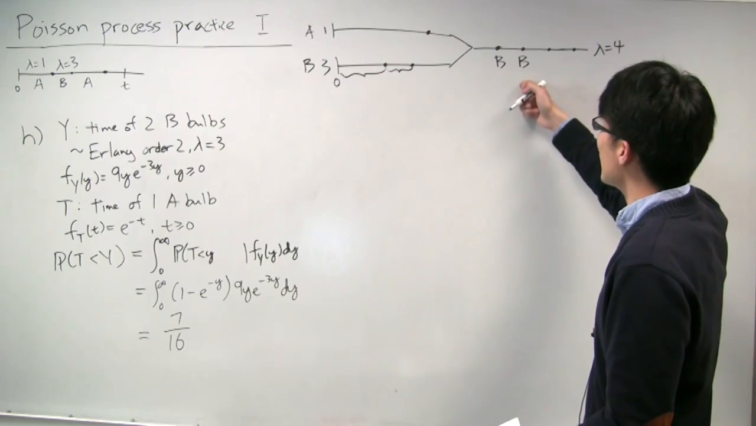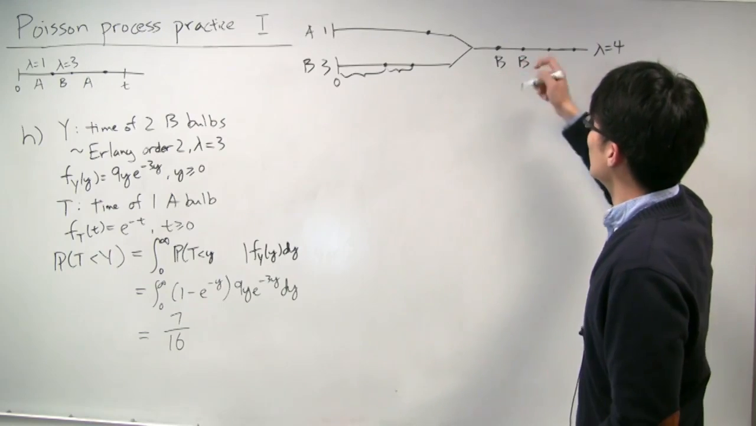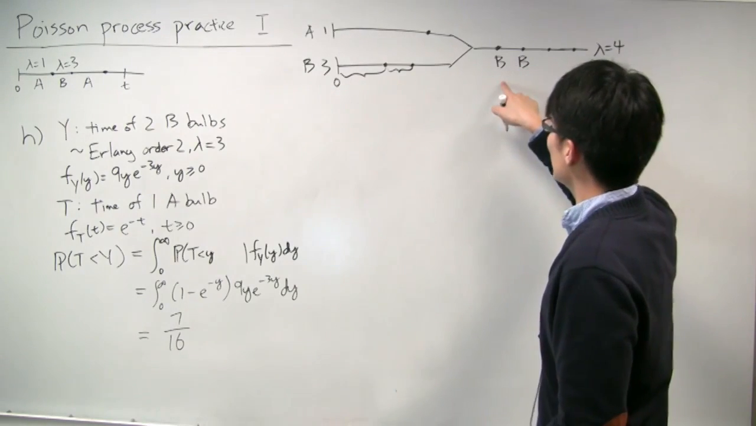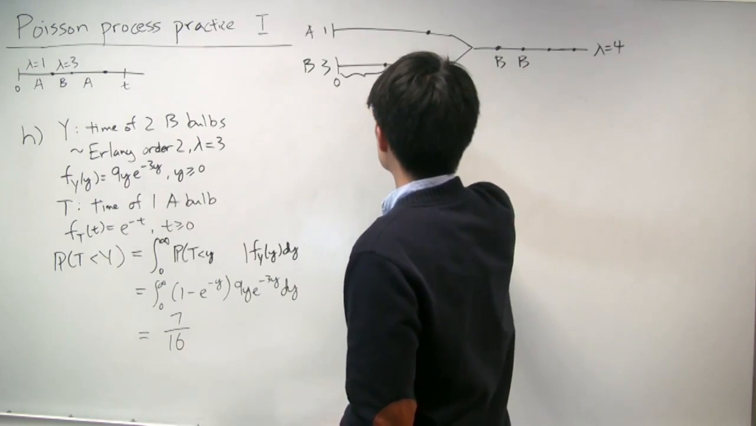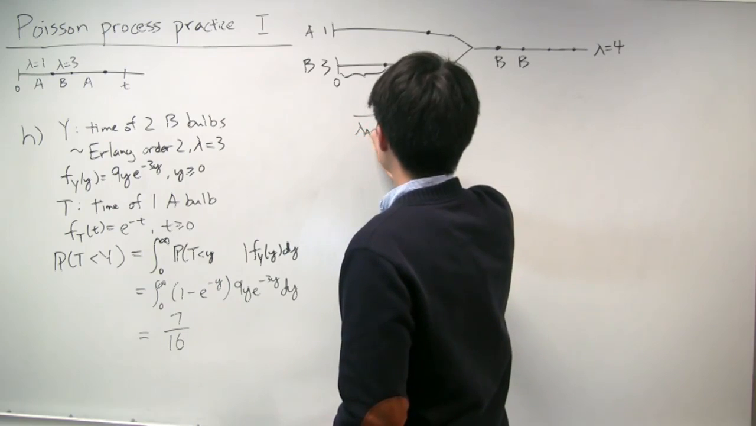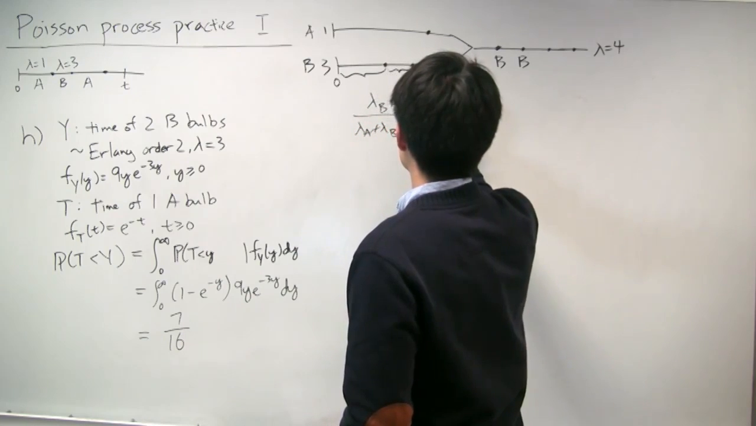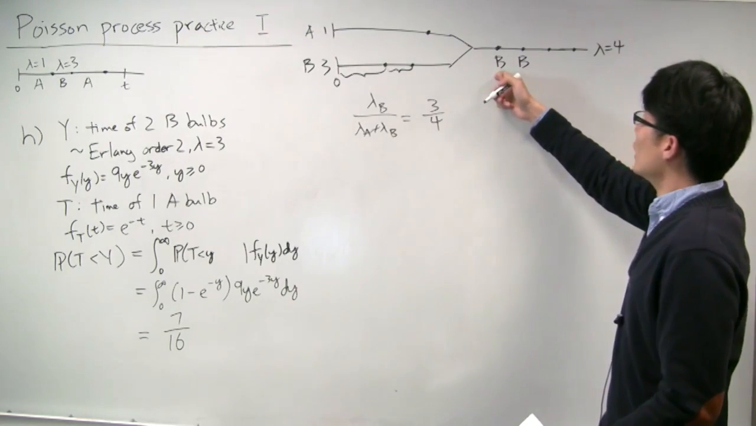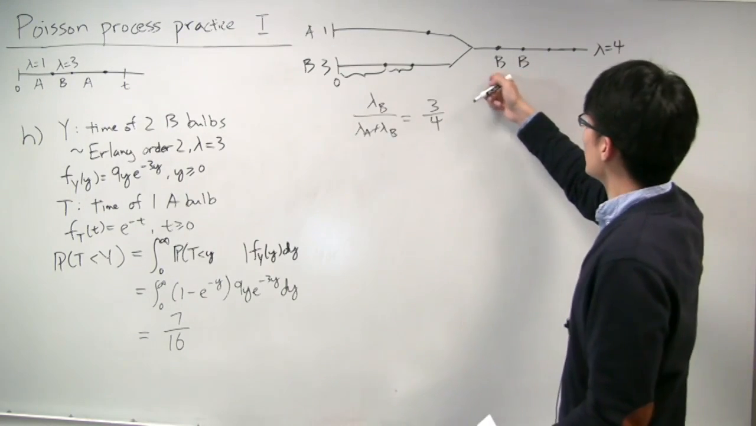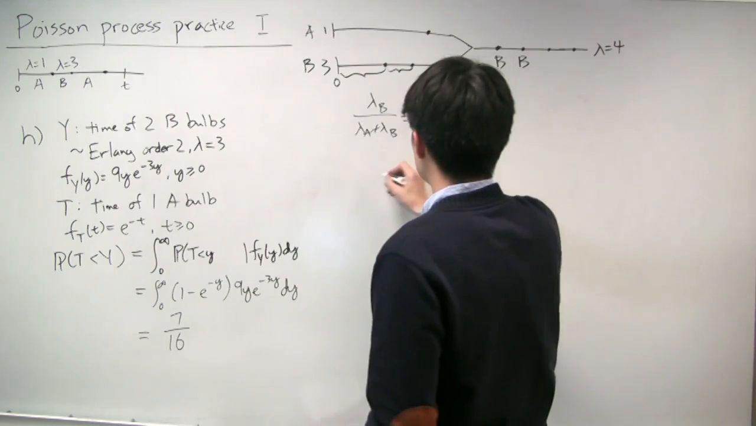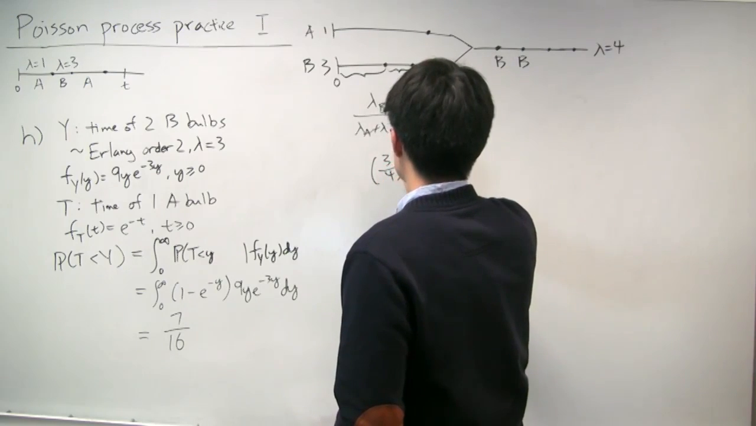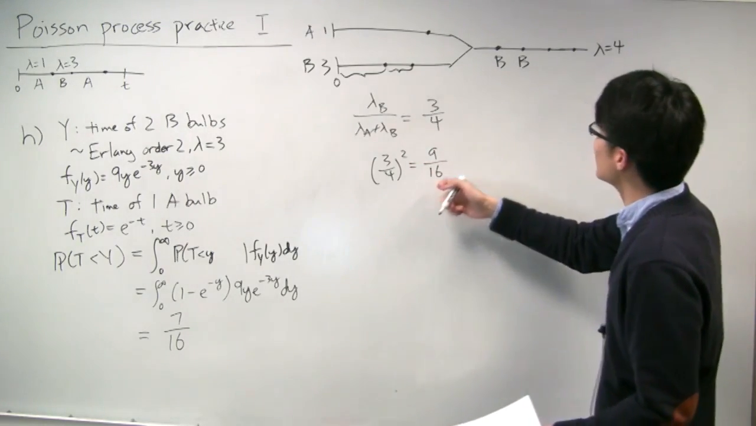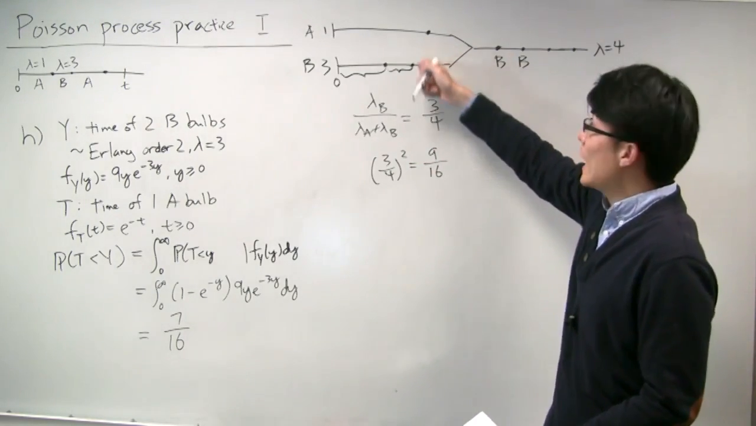Now, what is the probability of this happening? Well, we know the probability of an arrival in the merged process being from the type B process. In general, it's lambda B over lambda A plus lambda B. So in this case, it's 3 over 4. Now, what's the probability of having a B followed by a B? Well, these are independent, and so the probability is just 3/4 squared, which is 9 over 16. That gives you the probability that the type A bulb lasts longer than the two type B bulbs.